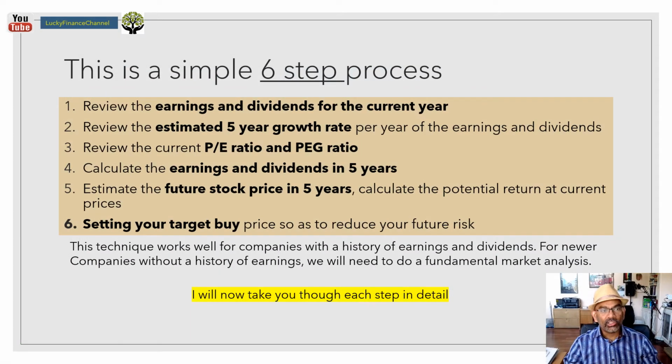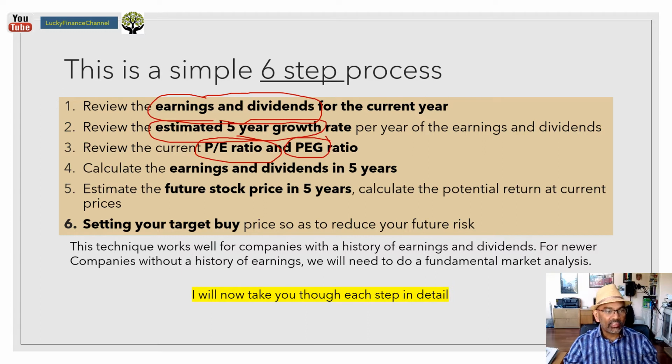So let's get started. This is a fairly simple 6-step process, and the steps are written up here. The first one is you need to review the earnings and the dividends for the current year. The second is you need to review the estimated 5-year growth rate for the earnings as well as the dividends. That's not always easy to get, but I'll show you where you can try and find that. Third, you need to review the current PE ratio, or the price to earnings ratio, as well as the price to earnings growth ratio, or the PEG ratio.